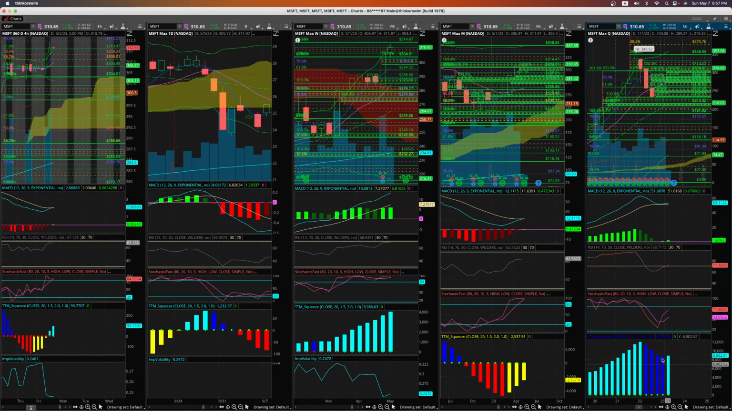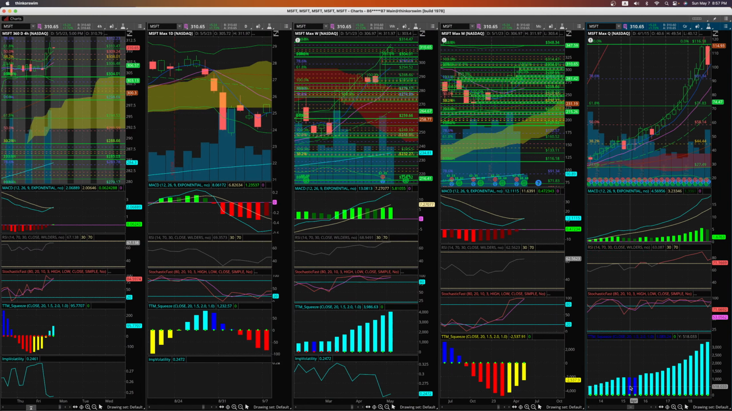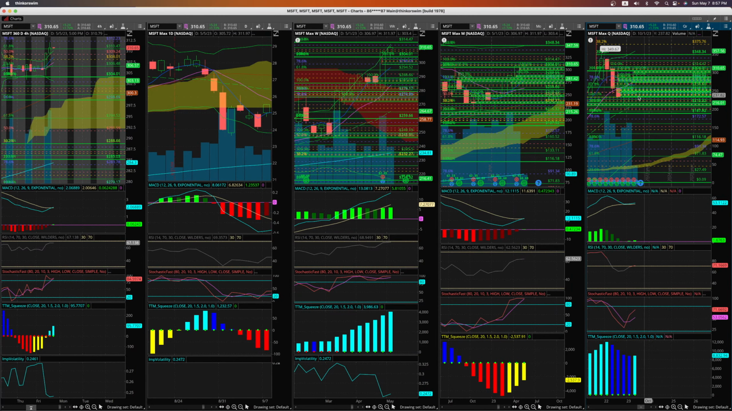Which is the most interesting thing about Microsoft right now. If I'm looking at it right now, on the quarterly chart, the TTM squeeze, we got a light blue bar again. That's a huge sign. Look what happened here. We got two dark blue bars, then we got a light blue bar, and then look what happened. So the same thing is a possibility that can happen again.